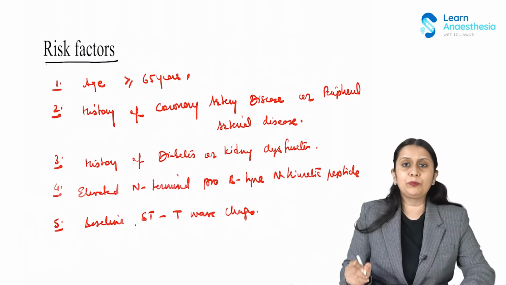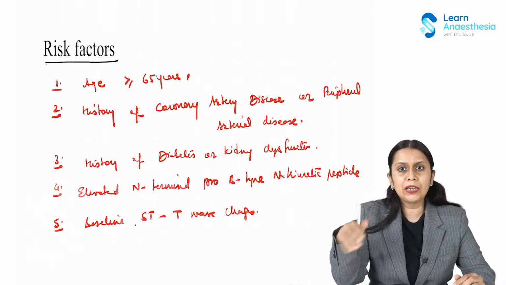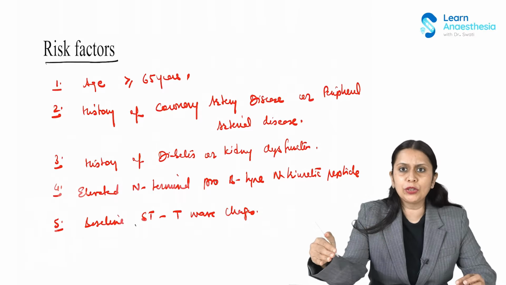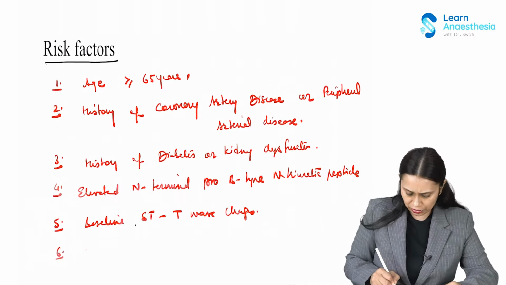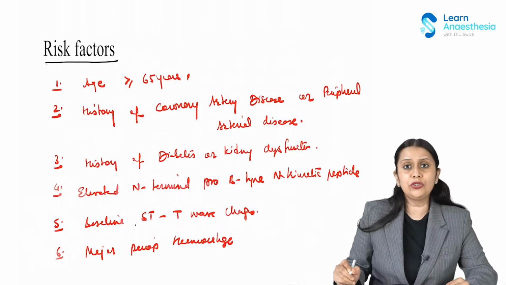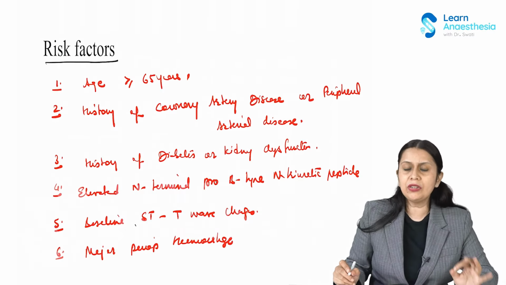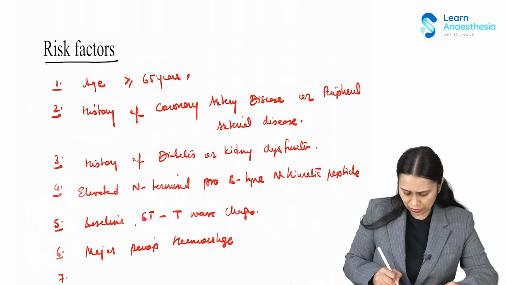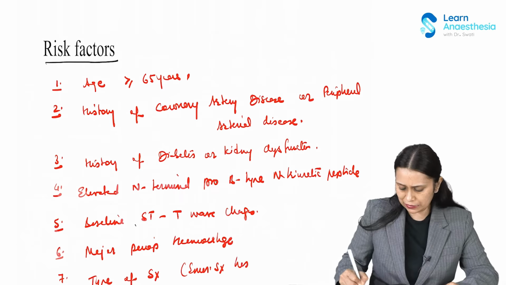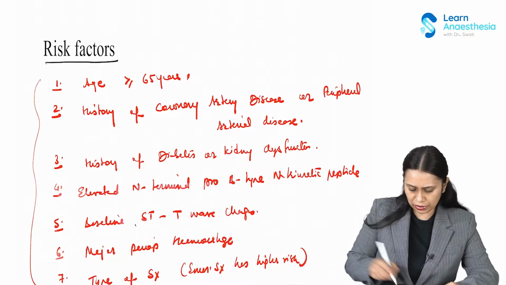Then major patient undergoing surgery in which there was a major perioperative hemorrhage leading to a prolonged hypotension in the patient. So, major perioperative hemorrhage, right? And surgery, type of surgery. Emergency surgery always has a higher risk, right? So these are the important risk factors.